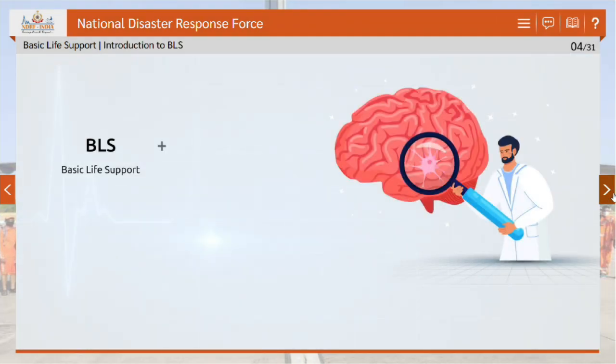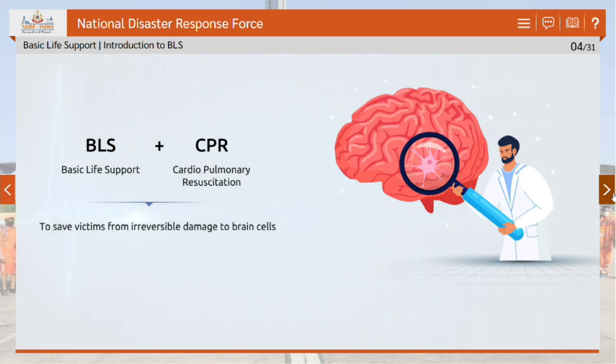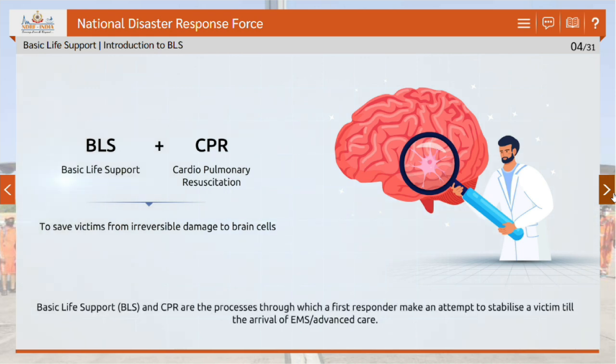Basic life support and cardiopulmonary resuscitation are given to save victims from irreversible damage to brain cells. Basic life support and CPR are the processes through which a first responder makes an attempt to stabilize a victim till the arrival of emergency medical services or advanced care.